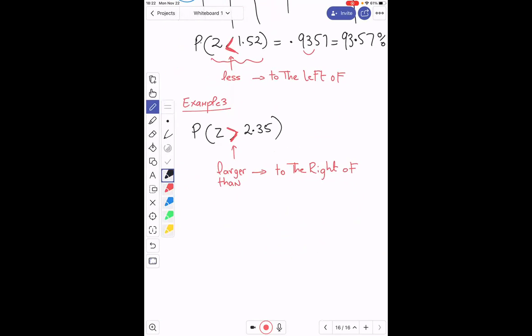So in other words, you have your graph. This is the graph of your standard normal distribution, right? You have here 2.35, and you need your z to be larger than 2.35. So if it's larger than, that will be the area to the right of 2.35. Now the thing is, the table doesn't give you the area to the right. It gives you the area to the left.